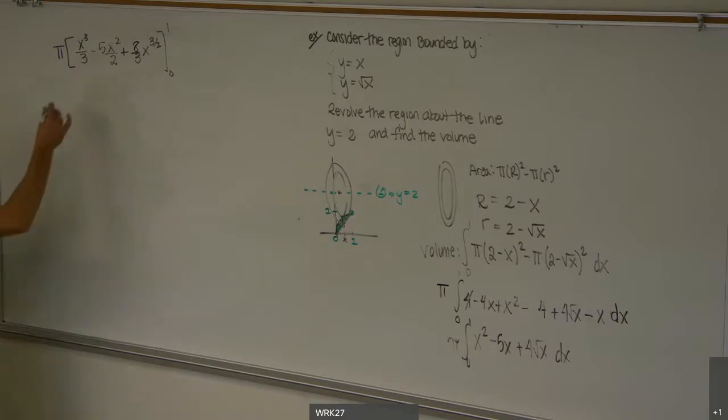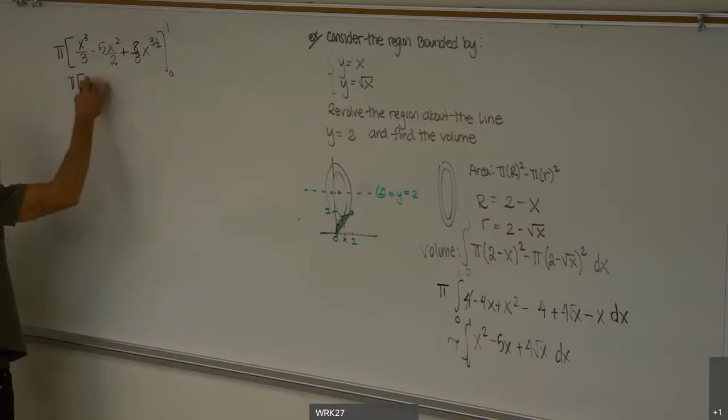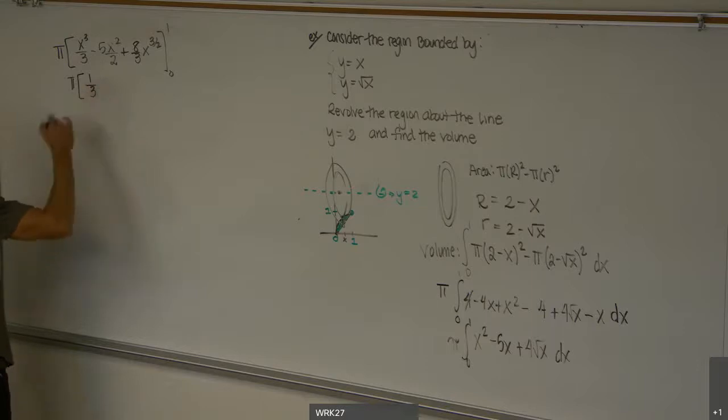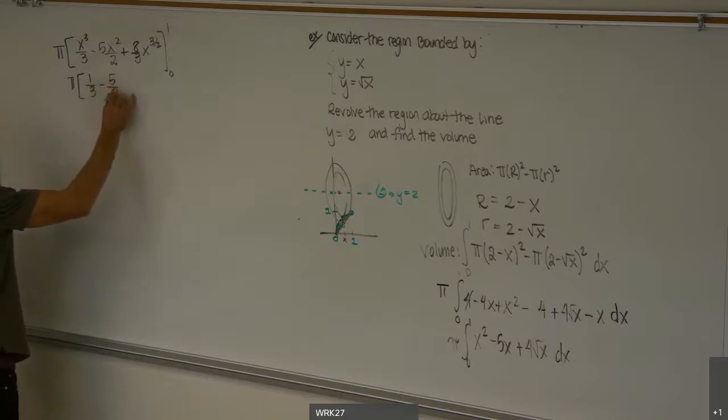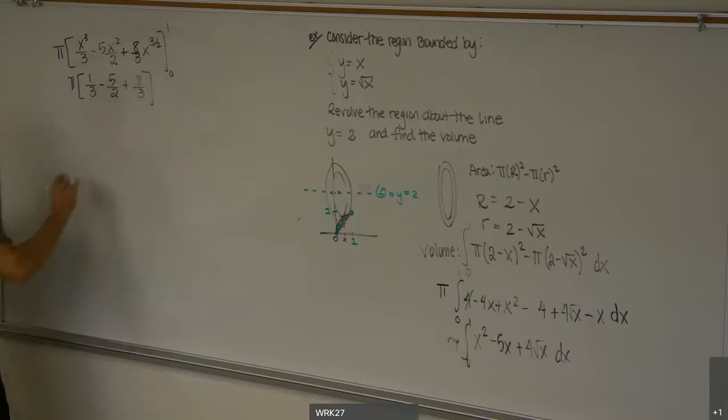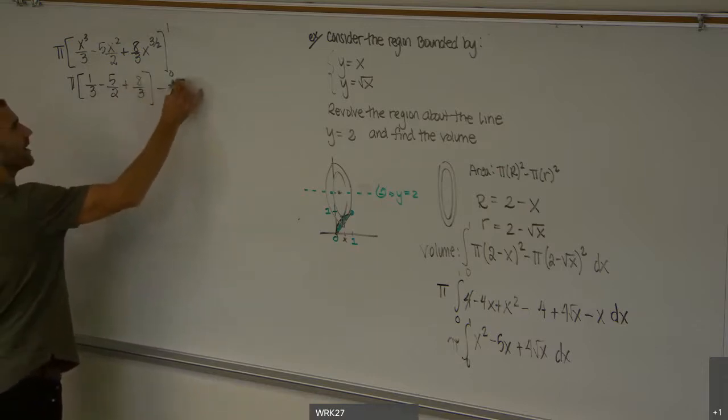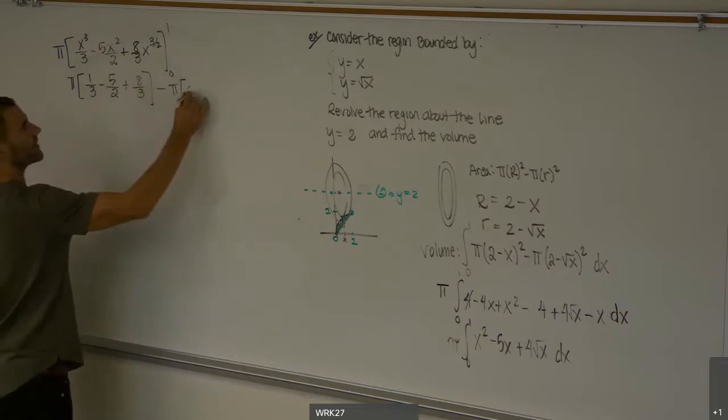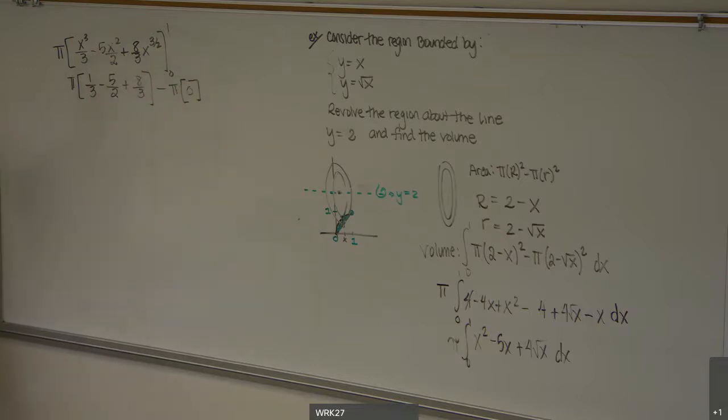We plug in 1, and I think about 1 to any power, it's 1. So 1/3 minus 5/2 plus 8/3 minus pi times, well, plugging in 0 again, we get 0. So there we go. And finally, we get 1/3 plus 8/3, which is 9/3. That's great because 9/3 is just 3.